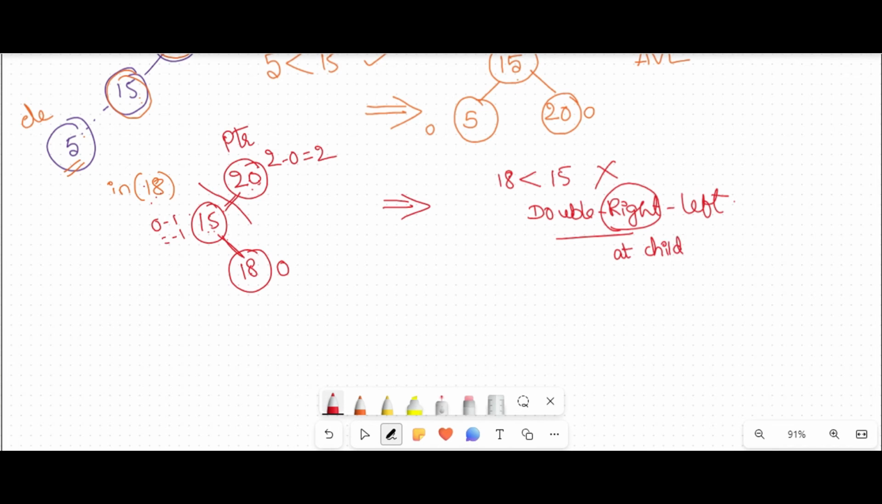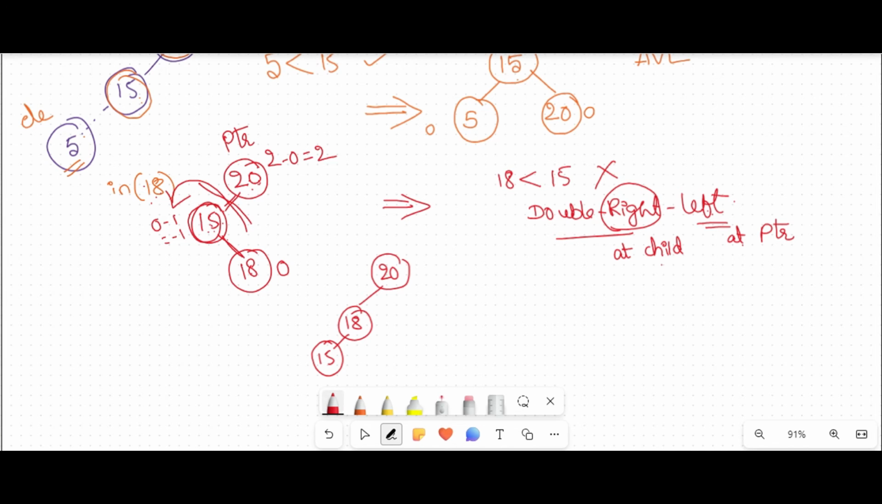Single right rotation at a child. After that, at PTR apply single left rotation. That means 20 as it is, single right rotation at its child. That means here apply single right rotation. Then you will get the tree. The tree will move like this. So here it is 18, here it is 15.